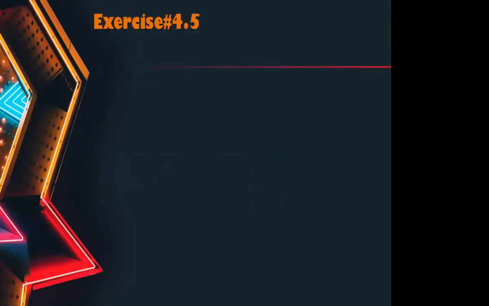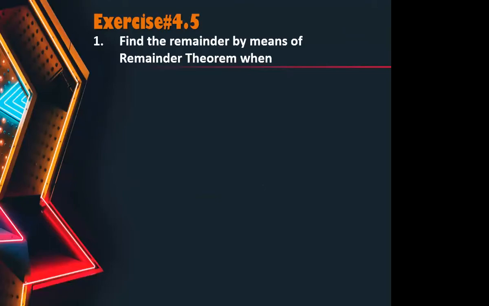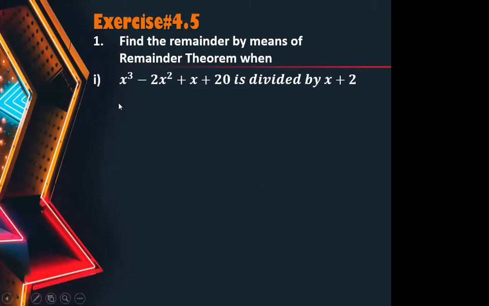Now let's start. What is the question from exercise number 4.5? Find the remainder by means of remainder theorem. You have to find out the remainder, but without performing actual division, by the method of remainder theorem. Just suppose this is your question here: x cube minus 2x square plus x plus 20 is divided by x plus 2. Means here you have to find out the remainder of this expression but without performing the actual division. Okay, so let's start the video here.